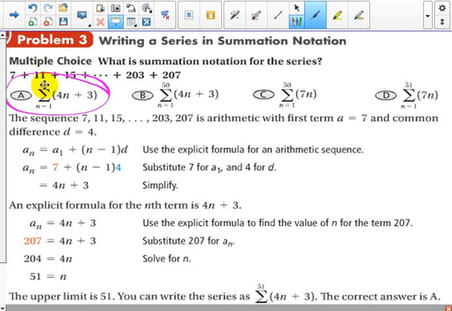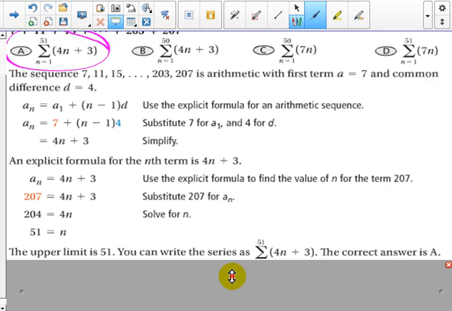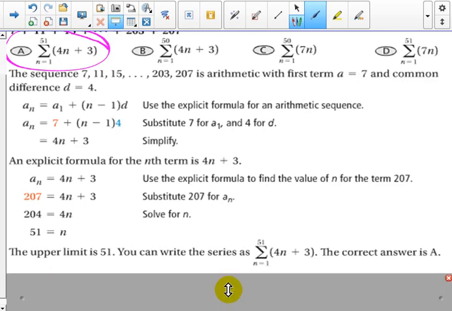So our upper limit is 51, and that's how you write it. Our correct answer is A.